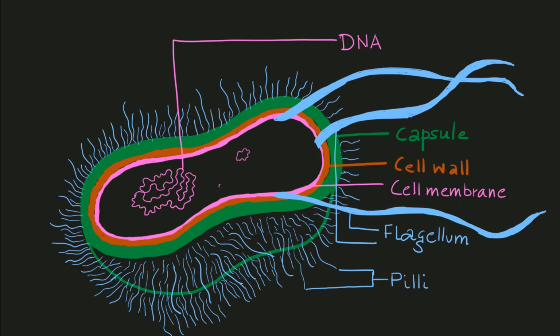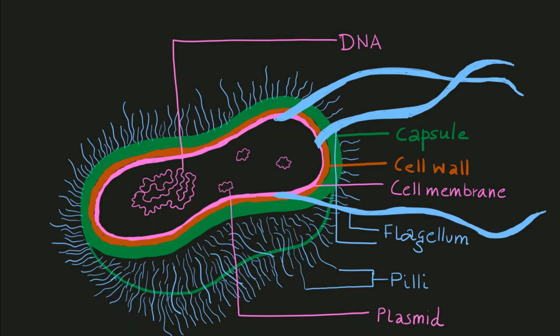The next structure that we will draw is a plasmid. Plasmid is a circular double-stranded DNA molecule that is distinct from its genetic material, and they provide bacteria with genetic advantages like antibiotic resistance. The next structure is bacterial ribosome.